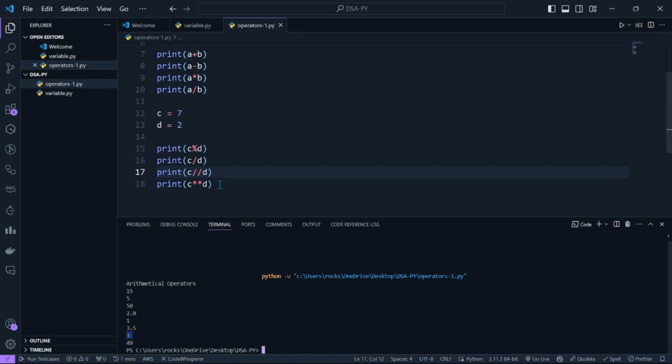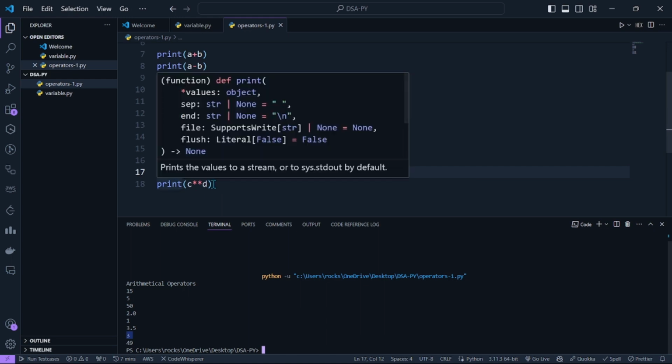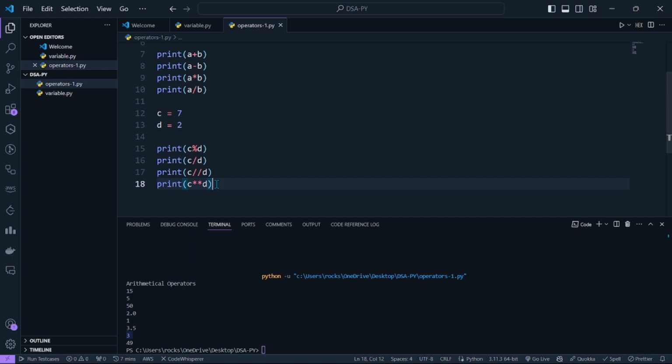And then we have the exponential operator, which is basically the to-the-power operator, which is 7 to the power 2, which means 7 squared. That means 7 squared is 49. So it's returning it perfectly.